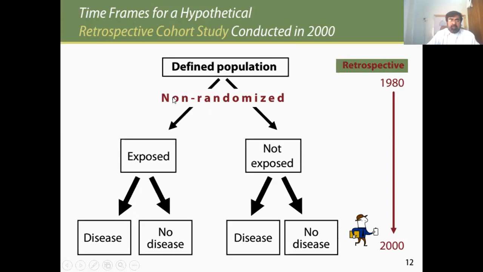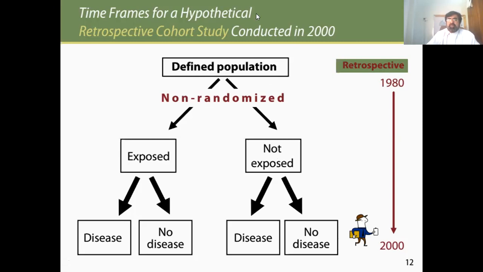So prospective cohort, again, you have to define your population, and then the individuals who are free of the disease, you have to divide them into exposed and non-exposed, one group who is exposed and the other group not exposed, and you have to follow them in the future.